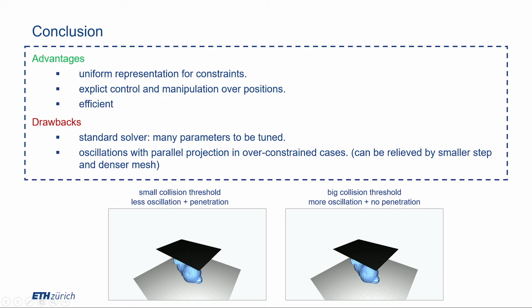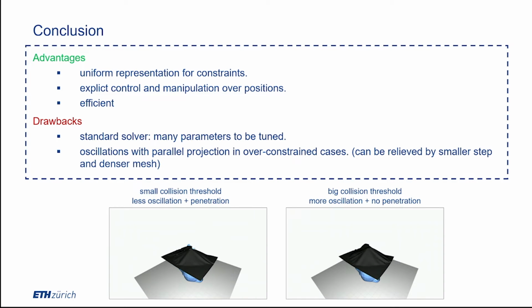Finally, for the conclusion, PBD is an efficient simulation method. It can uniformly represent internal and external constraints, and allows users to explicitly control positions. As for drawbacks, PBD is a standard solver. Many parameters still need to be tuned manually. Also, with more constraints added, the whole system is over-constrained. If the projection is not ordered, like parallel computing in Taichi, oscillation will occur. The example below shows fewer oscillations but penetration, and no penetration but more oscillations.